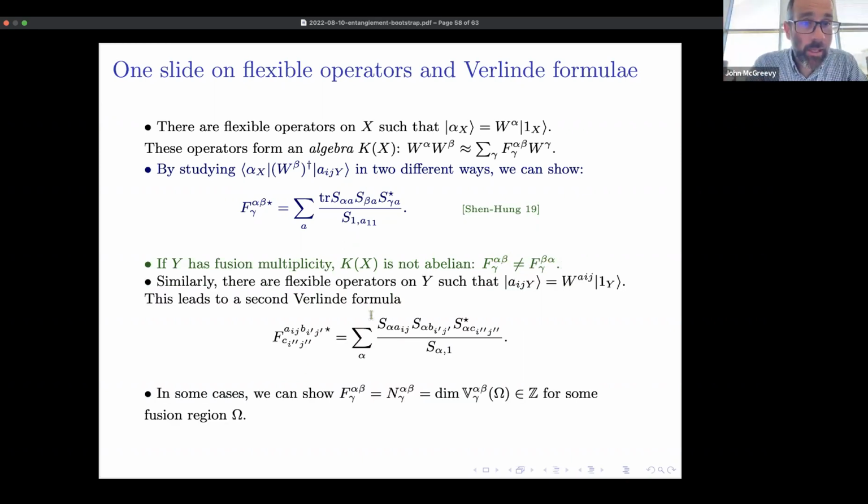Associated with the same pairing manifold, by interchanging the roles of X and Y, we get a second Verlinde formula, where the two sets of indices are reversed. In the case where X and Y are the same, there's only one formula, but in general X and Y are different things. In some cases, not all, we can show that these structure constants, which appear on one side of the Verlinde formula, are in fact positive integers, not negative integers, because they're related to fusion dimensions for some region. It's an open question to show that in general, and it's not actually clear that it's true.